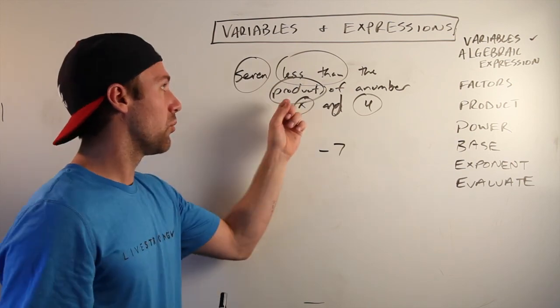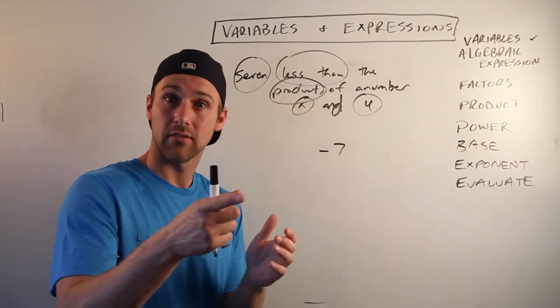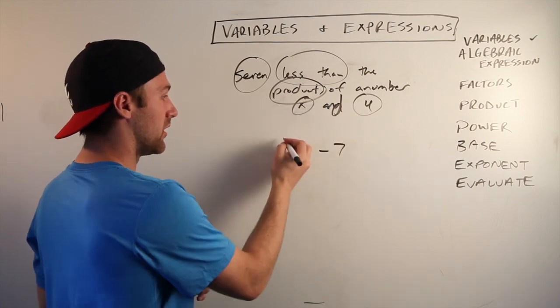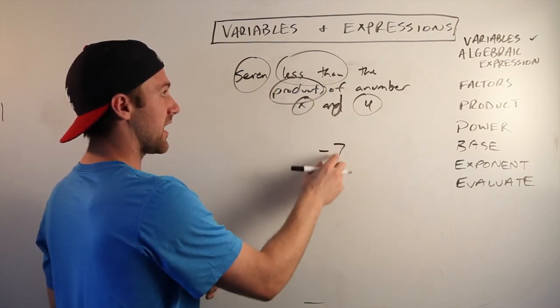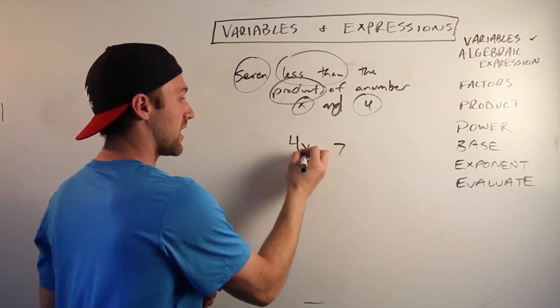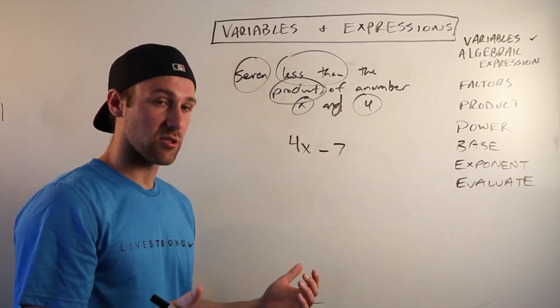So we're finding the product. That means multiplication, so you're multiplying x and 4. So you're doing 7 less than the product of x and 4. We're taking 7 away from 4 times x. And that's how you put that in an algebraic expression.